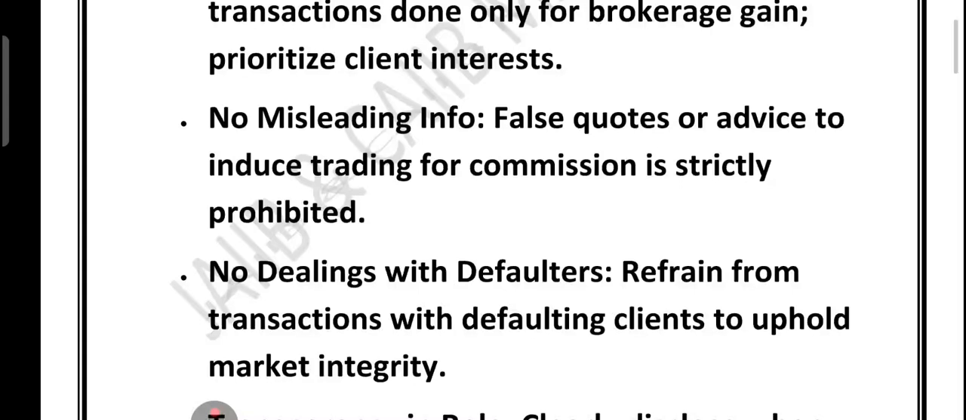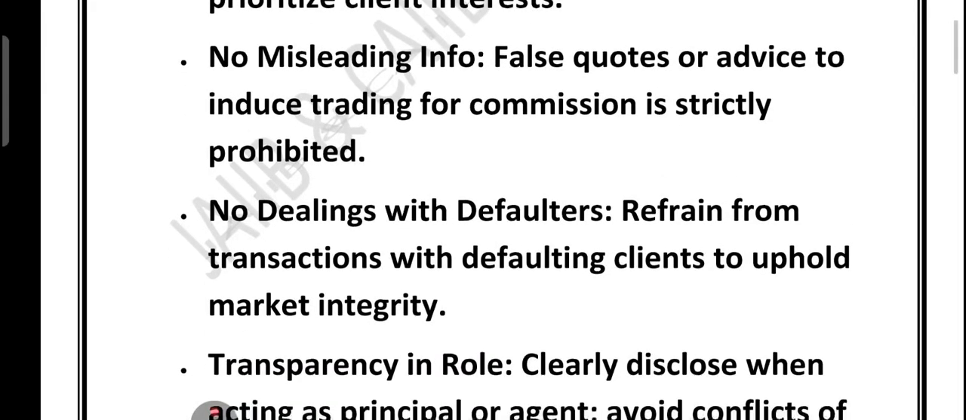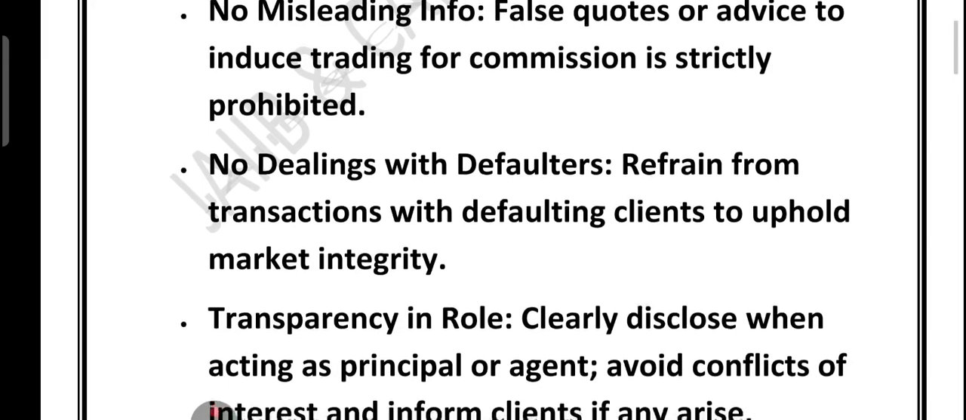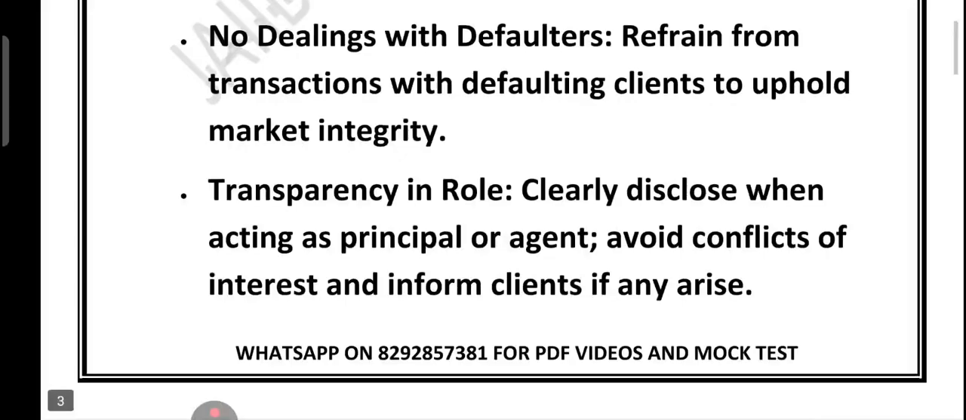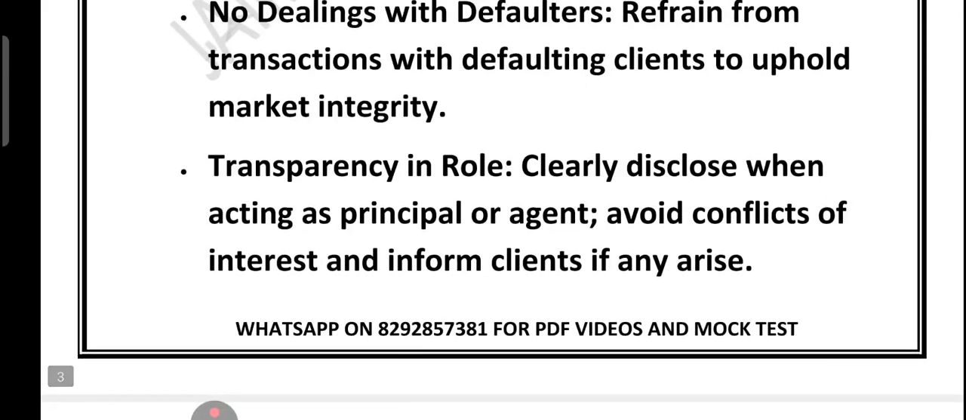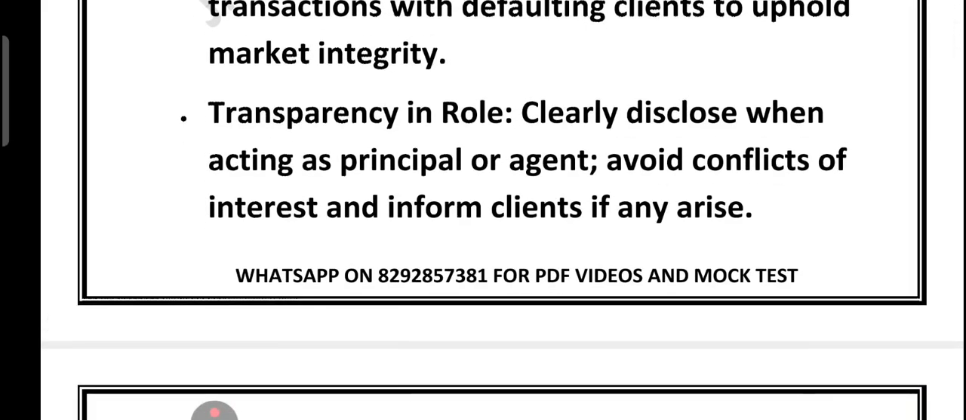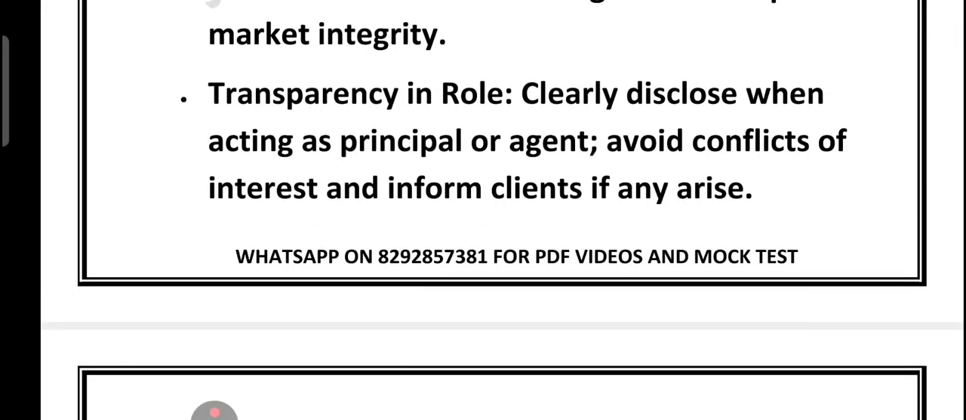Next, no misleading information, which means giving false tips or wrong advice just to make clients trade more. That is a big no under SEBI rules. Honesty in communication is a must. Then comes no dealing with defaulters, which means a broker must stay away from clients who have defaulted earlier. This helps maintain market discipline and integrity. And also there must be transparency in role. If a broker is trading on his own as a principal or on behalf of a client as an agent, it should be clearly informed to the client. If any conflict of interest exists, it must be disclosed upfront.